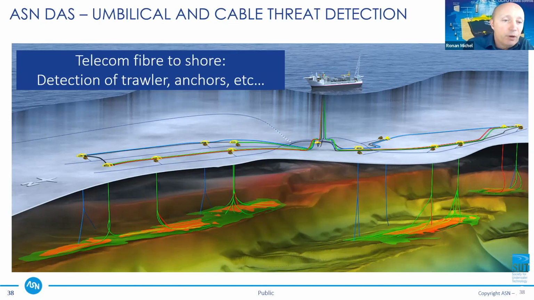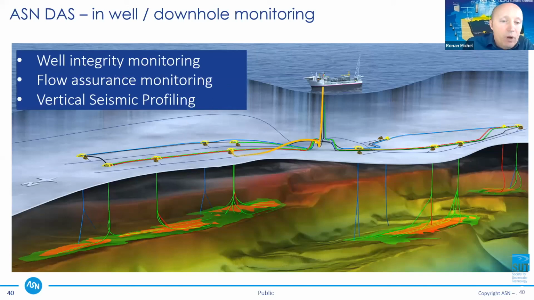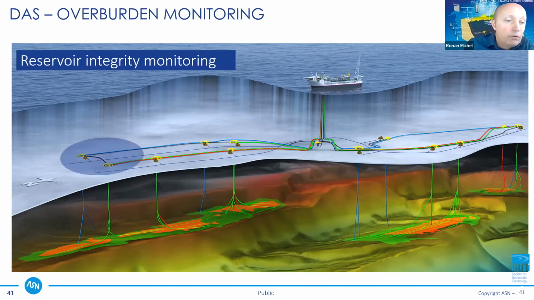On the same fiber, I can put my DAS equipment so that I can measure the threats from trawlers and anchors that may aggress my cable. I can detect these vessels ahead of them aggressing the cable. Along my DCFO line, I can also detect pipeline leakages. Then I can also measure in the well, for well integrity, for flow assurance, and for vertical seismic profiling, that is for monitoring of the reservoir and to optimize the depletion. Then I can also do some overburden monitoring. So I'm simulating a leakage, and if I put my cable with DAS fiber around my well, I can detect these leakages.